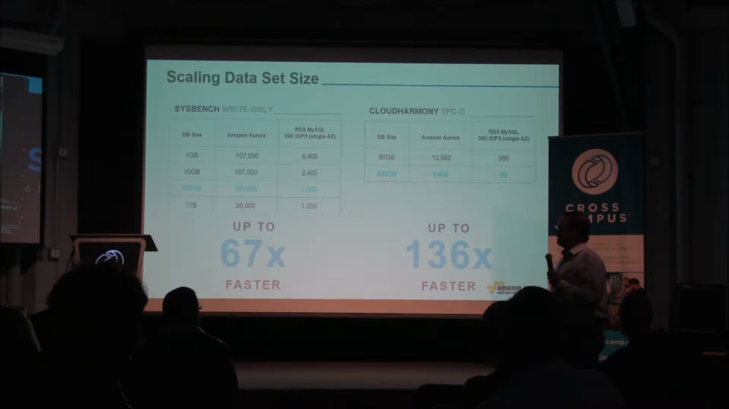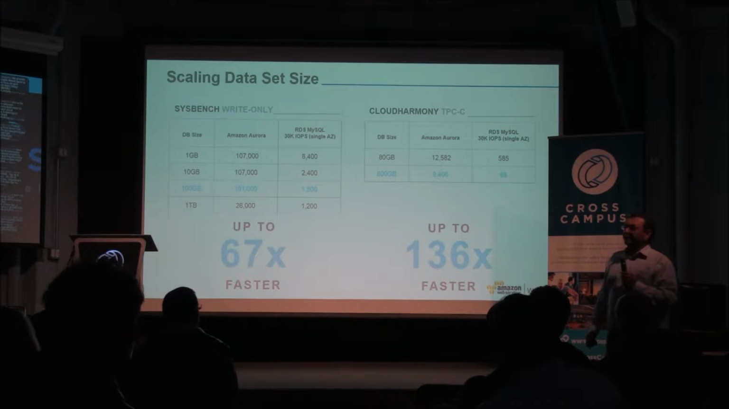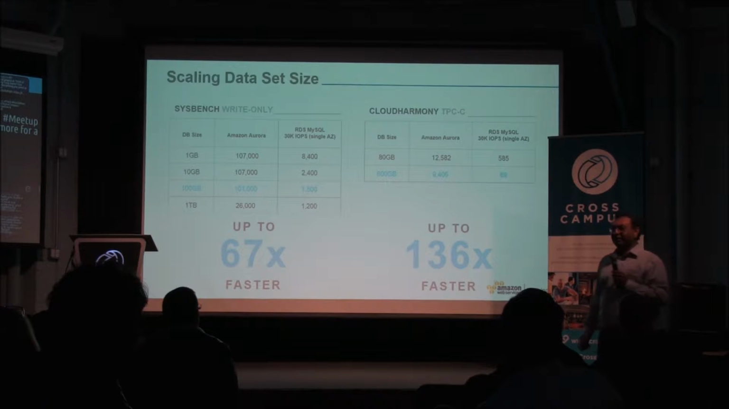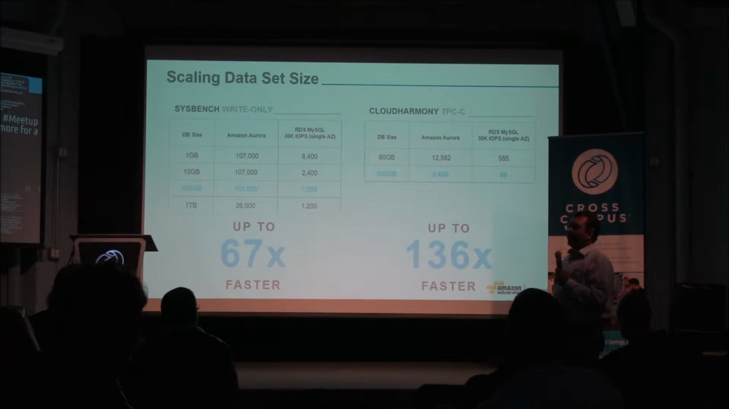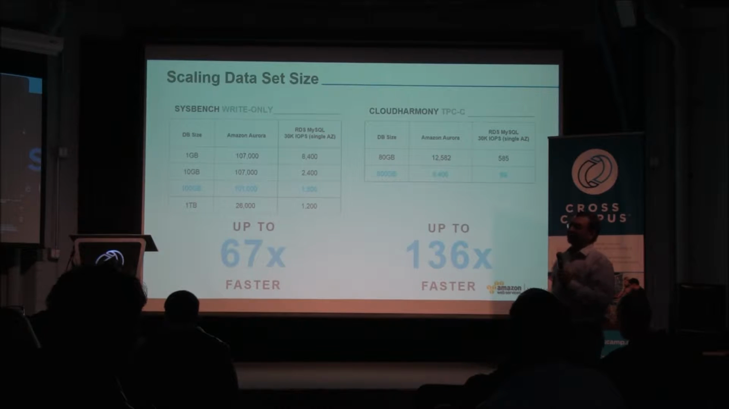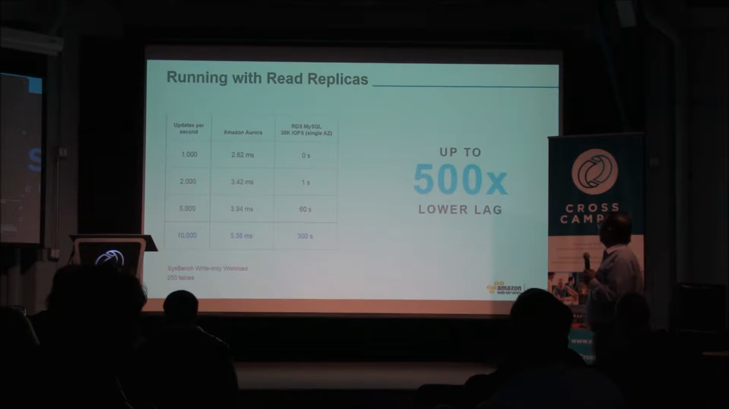So one thing we do pretty well, as you can see from some of the numbers, is handle scale very well, whether it is the number of connections, the number of tables, or the size of the data set. In fact, the higher the scale, the more conspicuous the performance differential is. Okay? We did the same thing with read replicas.